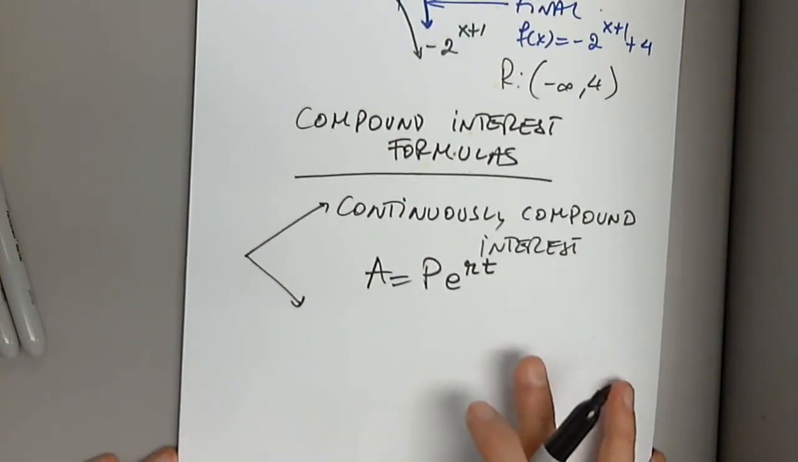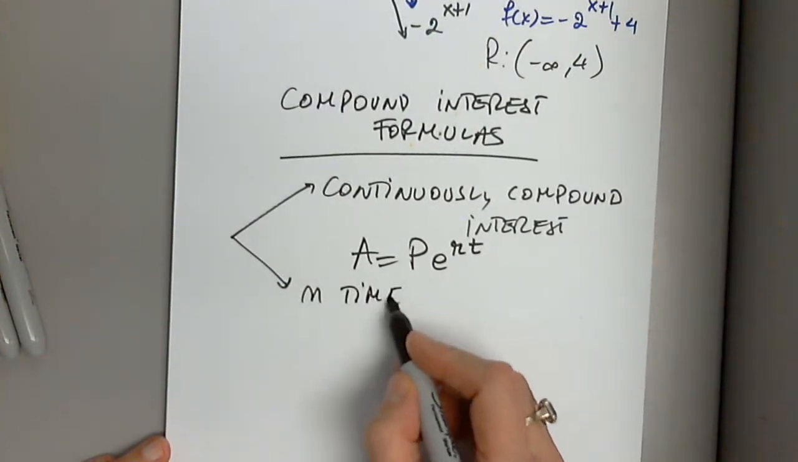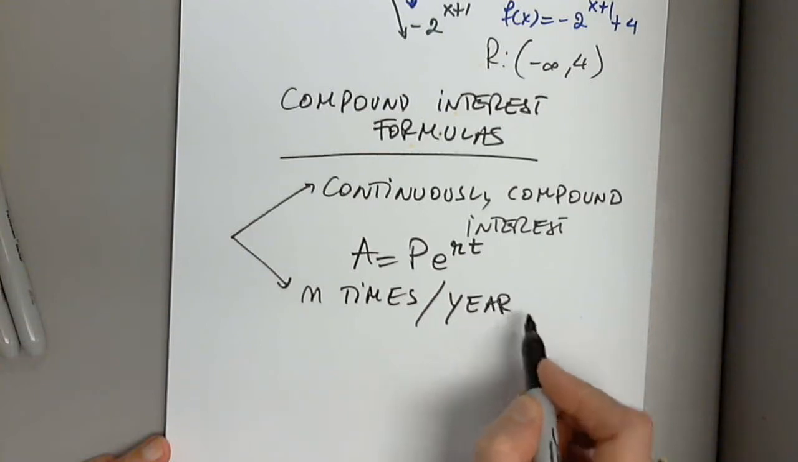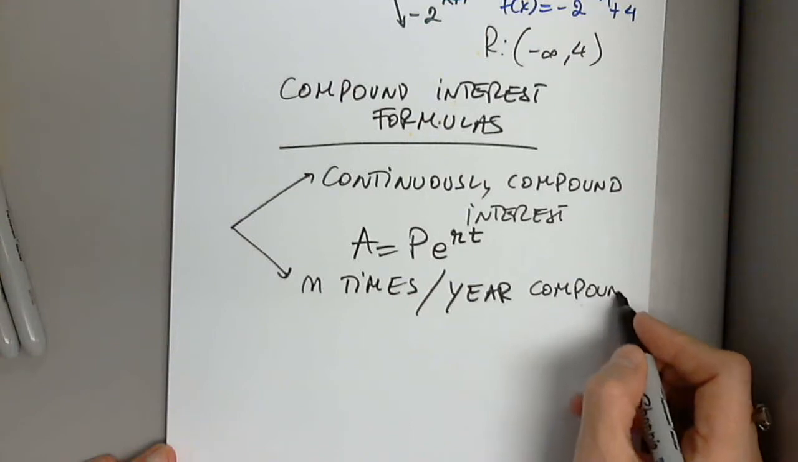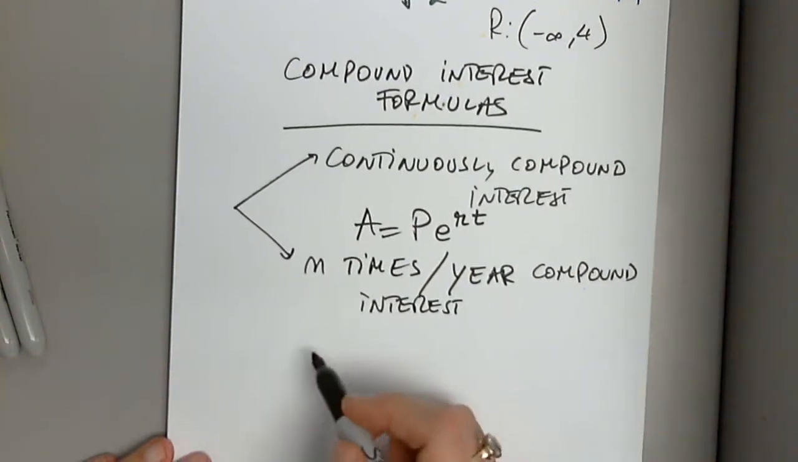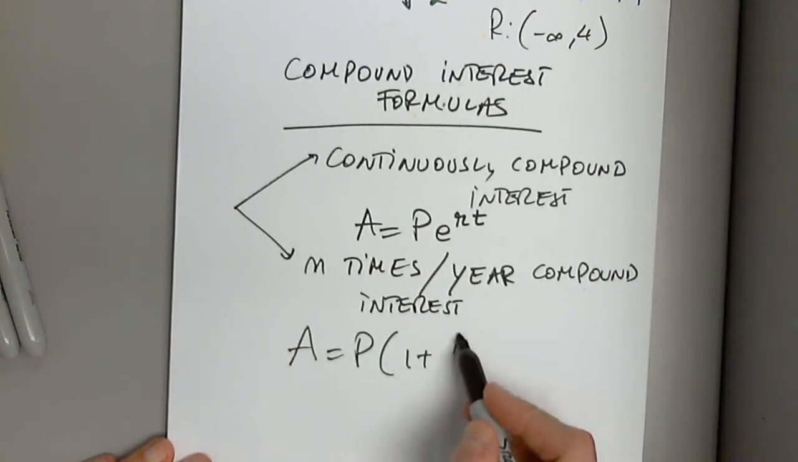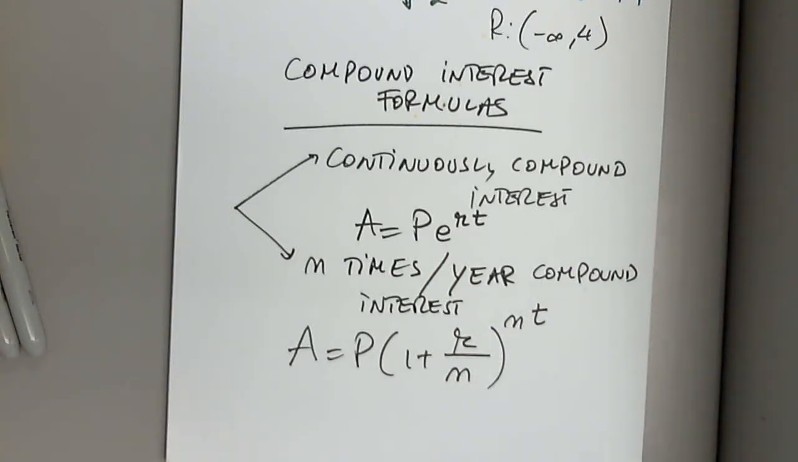The interest compounded n times per year. N times per year. Compound interest. A different formula. A equals P times 1 plus r over n, raised to nt. Now I will let you know what each and every letter represents. A represents the accumulated value.